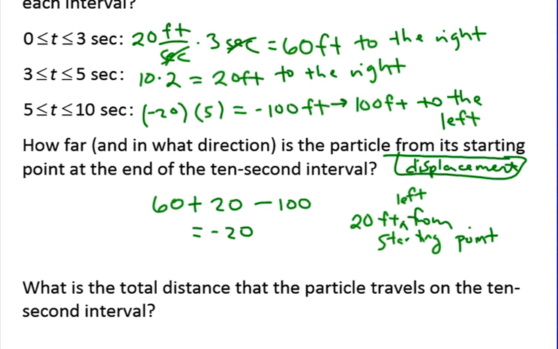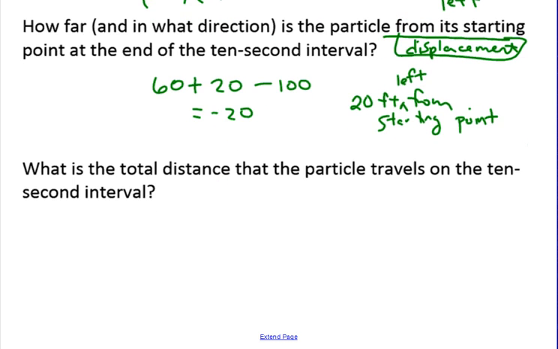All right, but then there's another important question: what is the total distance? Because it didn't travel 20 feet. It ended up 20 feet away, but it actually traveled and covered more distance than that. So the next question we want to ask is, what is the total distance that it actually travels? It traveled 60 to the right, 20 to the right, and so when I want total distance, that means looking at its speed and not its velocity.